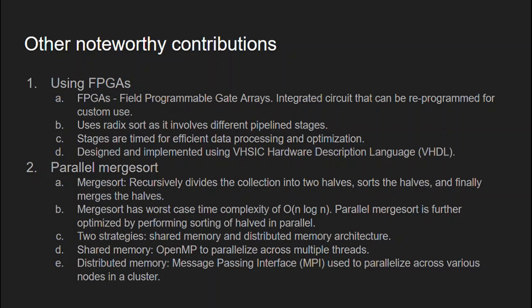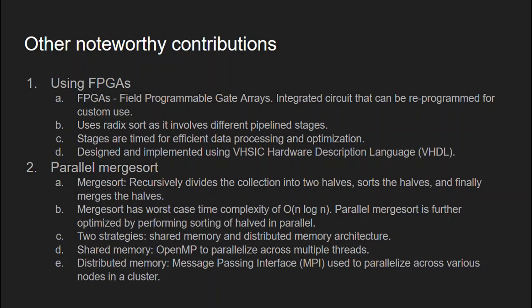Next, we have a parallel merge sort algorithm. So what is merge sort? Merge sort is a popular sorting algorithm, as we all know, which recursively divides a collection into two halves, sorts, and finally merges both the halves. It has a worst case time complexity of O(n log n), which is pretty good. Although, the parallel version of the merge sort algorithm optimizes the performance even further by performing the sorting step of the recursive halves in parallel.